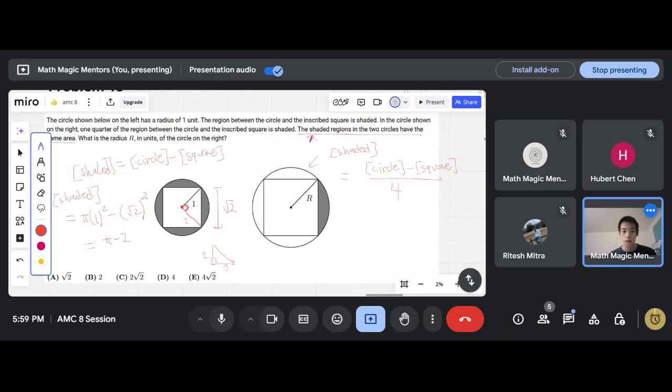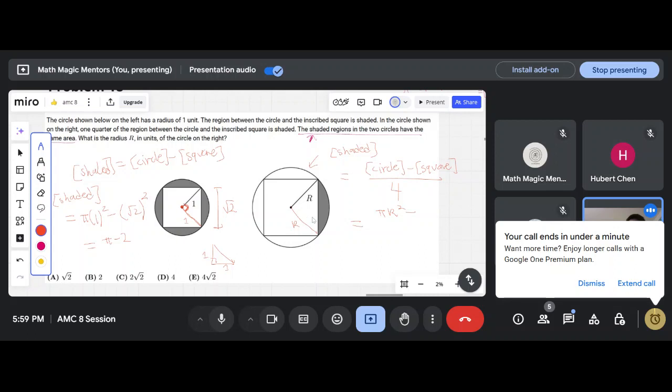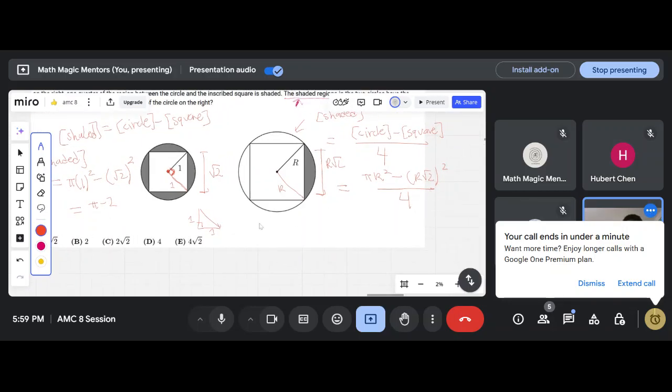All right, now let's do the same thing. The area of the circle is pi r squared. The area of the square: instead of 1, we have r root 2 as the side length of the square. Setting these two equal, pi minus 2 equals (pi r squared minus r squared times 2) over 4. And so we get 4 pi minus 8 equals r squared times (pi minus 2).